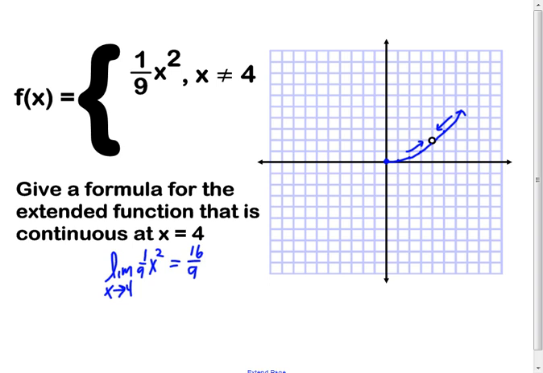And so to give a formula, we basically extend the function. So we want y to equal 16/9 when x equals 4. So to make a continuous function, or to extend the formula or the function to make it continuous, you find the limit for that missing part of the domain.